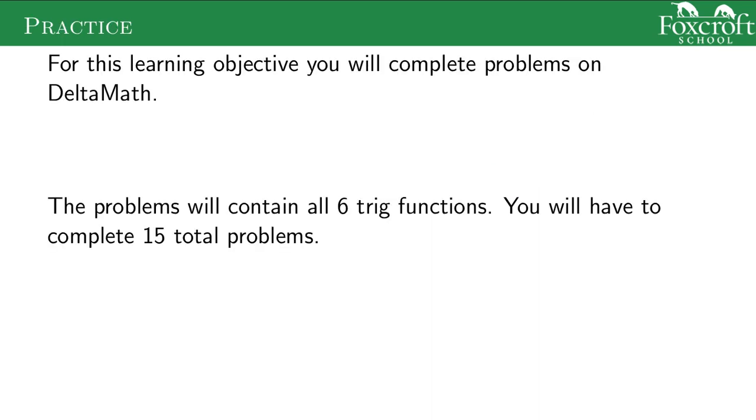As for this learning objective, you're going to have to do problems on Delta Math. The problems on Delta Math are going to have all 6 trig functions. So it's going to be sine, cosine, tangent, as well as cosecant, secant, and cotangent mixed in. So to make sure you actually see enough problems of different types, you're going to do 15 total problems. But you're going to have the unit circle there to help you. So the sine, cosine ones should go really quickly. And the new ones, again, it's just a bunch of simplifying. But as long as you have those new definitions, you can do those ones as well.